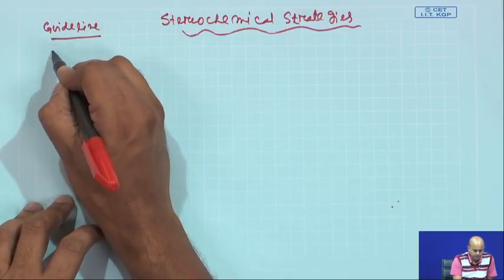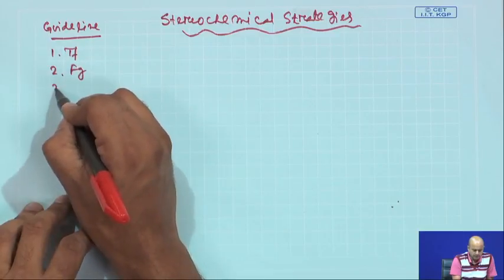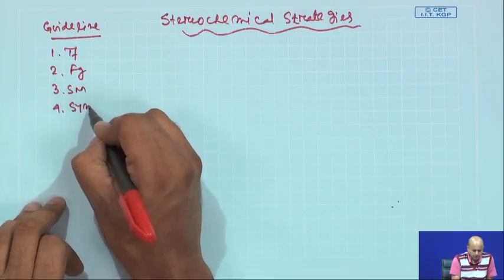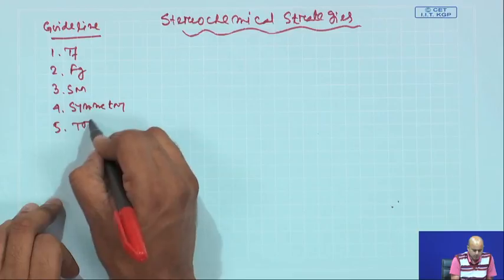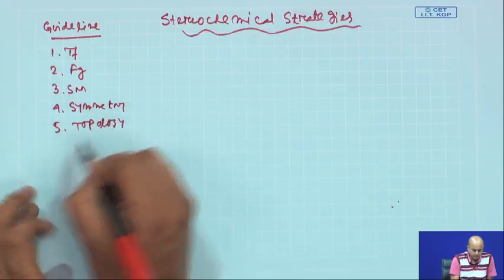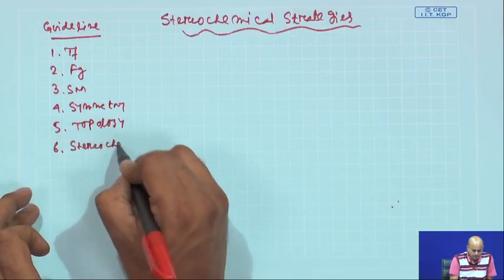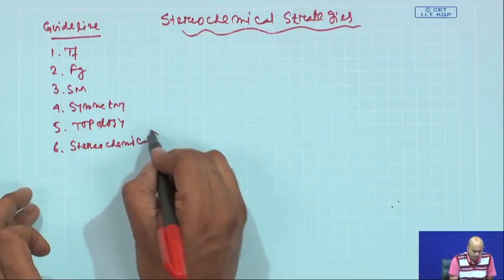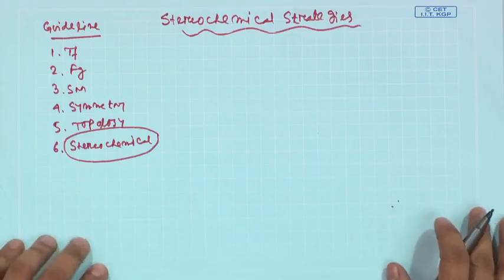Those guidelines were starting from transformation based strategies, functional group based strategies, starting material based strategies, fourth is symmetry based strategies which we have discussed, fifth is topology which we have just finished, and then our final strategy is stereochemical based strategies. Now, as the name implies, this particular strategy is very important whenever you find a molecule that contains well defined stereocenters.